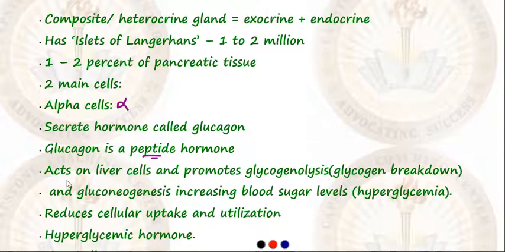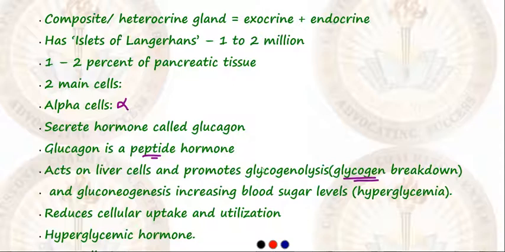And how it does that is, it acts on the liver cells, which are called hepatocytes, and it promotes glycogenolysis. So what is glycogenolysis? Glycogenolysis is the breaking down of the glycogen in our liver. Glycogen is a storage carbohydrate in animals. Like how you have starch in plants, we have glycogen in our body.